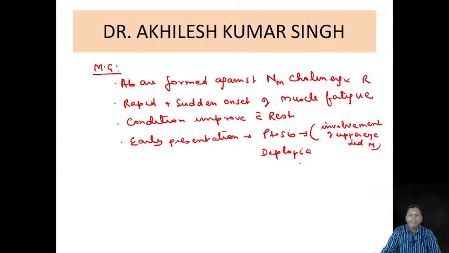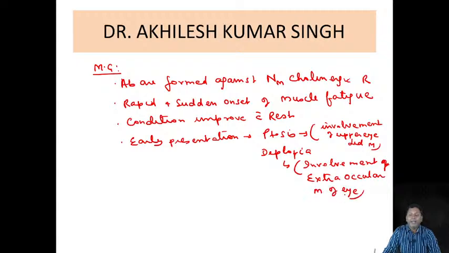Right. And this diplopia is due to what? So diplopia is due to involvement of the extraocular muscles of the eye. Right, so involvement of the extraocular muscles of the eye.